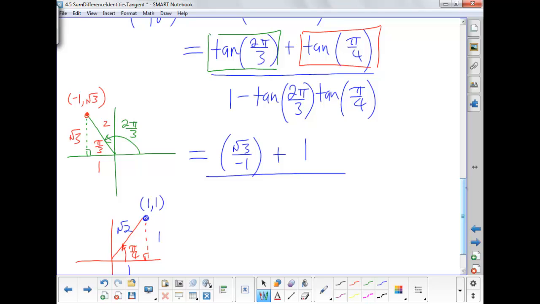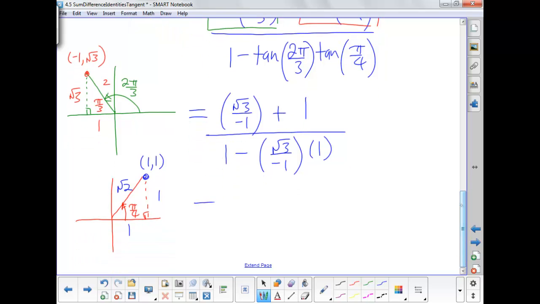Okay, and then my denominator, I'm going to have 1 minus the product of these things. So picture root 3 over negative 1 times 1. So now it's just a matter of actually simplifying this, and we would be done. So root 3 over negative 1, I'm just going to write that as negative root 3 plus 1 over, and then this is going to be 1, but I'm actually subtracting the product, root 3 over negative 1 times 1, which is actually a negative expression. So this will simplify to 1 plus root 3. Okay, that would technically be my solution.